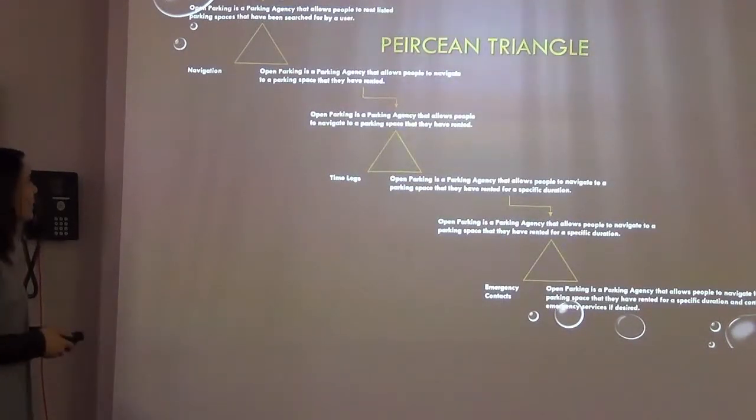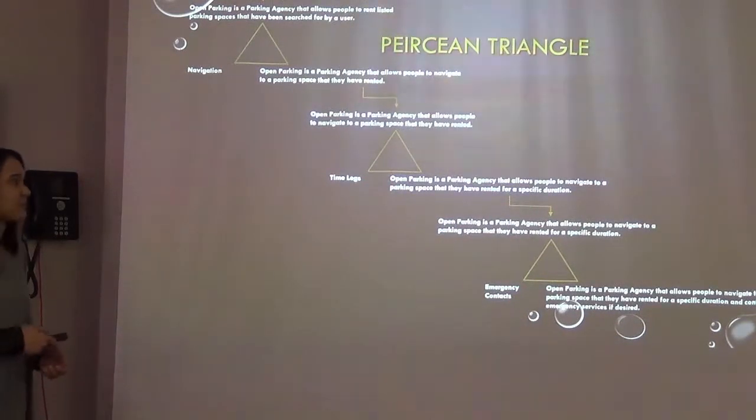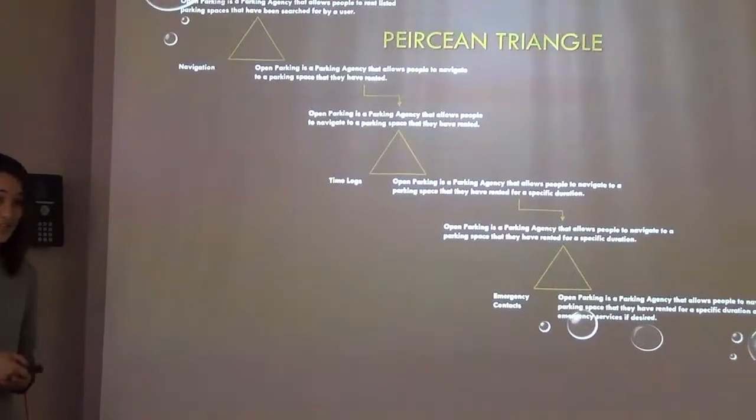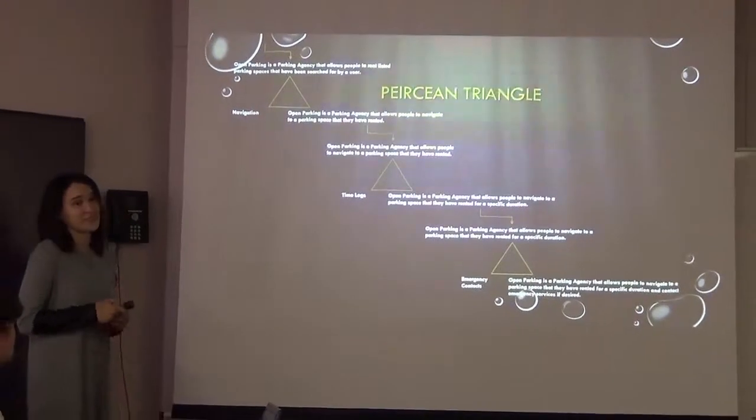During sprint 3, we added in the navigation functionality, and our application became a parking agency that allows people to navigate to a parking space that they have rented. And finally, during sprint 4, we added in time logs and emergency contacts. Therefore, our final MVP was that open parking is a parking agency that allows people to navigate to a parking space that they have rented for a specific duration and to contact emergency services if desired.